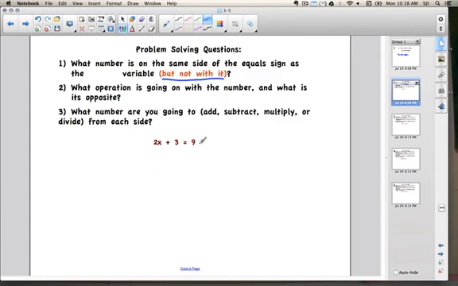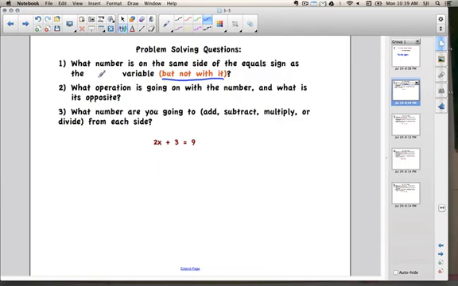So when you have a two-step equation, you're going to go through the questions once, and then you're going to go through them again a second time for the second step. The first time you're going to ask yourself the question "but not with it," and the second time you're not going to ask yourself that part of the question. So let's get started and you'll see how these questions work.